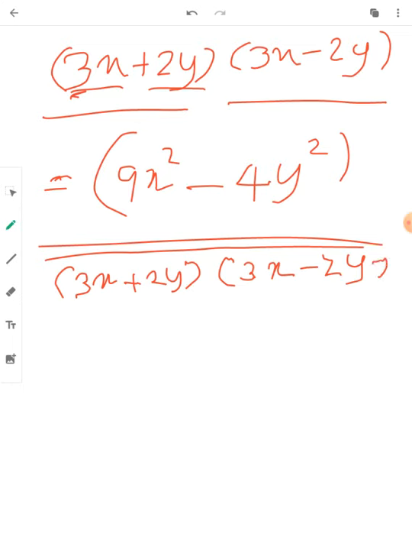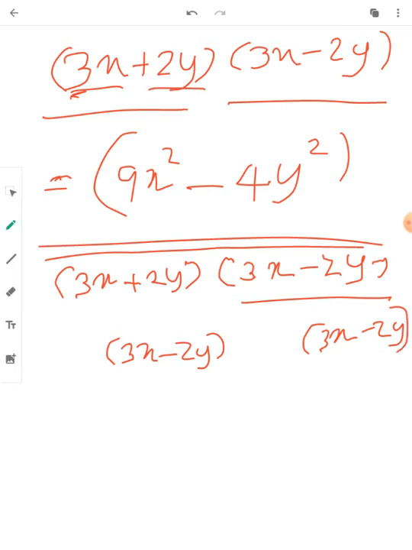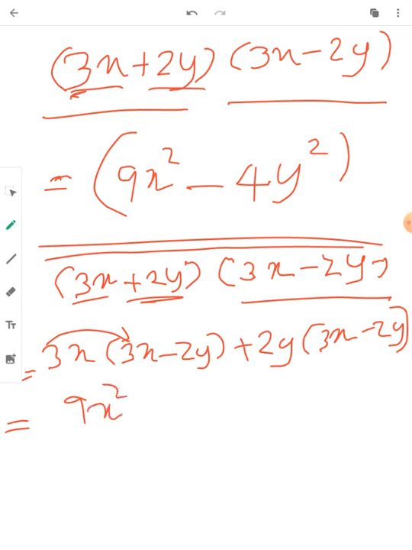Okay, so just write this twice. Okay, then multiply the whole thing by 3x. Don't forget about the sign and 2y. Okay, now just multiply it. 9x squared.